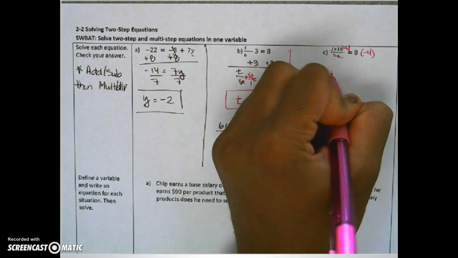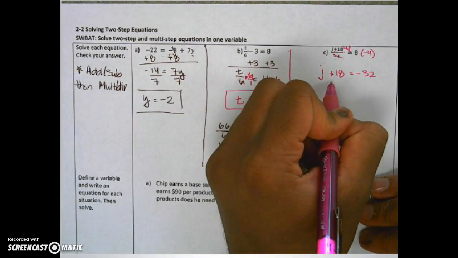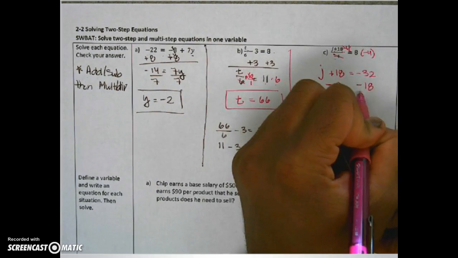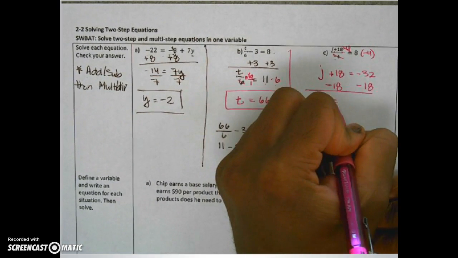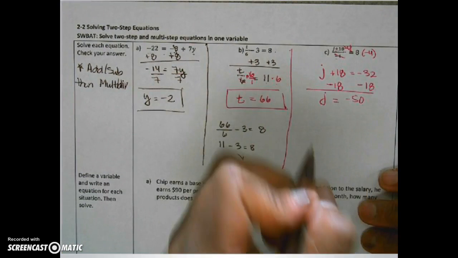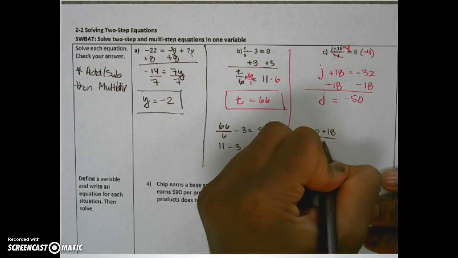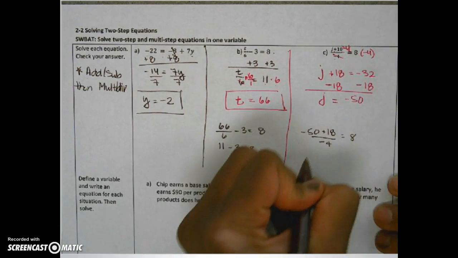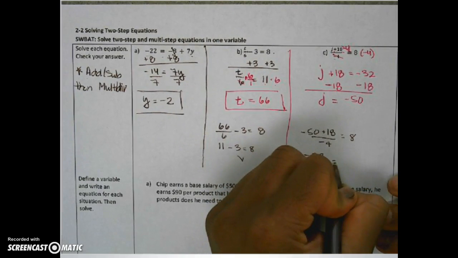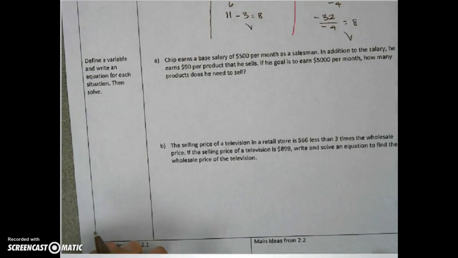So I have j plus 18 equals negative 32. From here, I'm going to get rid of this plus 18 by subtracting it on both sides. And I have j is equal to negative 50. All right, I'm feeling like I cheated you guys on that, but if you check it, you'll find negative 50 plus 18 divided by negative 4 does equal 8, because you get negative 32 divided by negative 4 equals 8. Check. All right, beautiful.